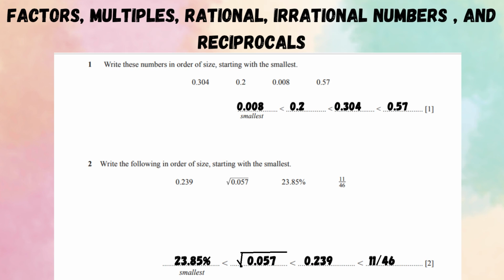However, in this one, solve every number, without taking an estimate value. Convert 23.85% into a decimal, by dividing by 100. This would give us 0.2385. Next, take the square root of 0.057, and also divide 11 by 46. Analyze each one of them carefully, and arrange each of them. The smallest number would be 23.85%, followed by the square root of 0.057, then 0.239, and lastly 11 divided by 46.